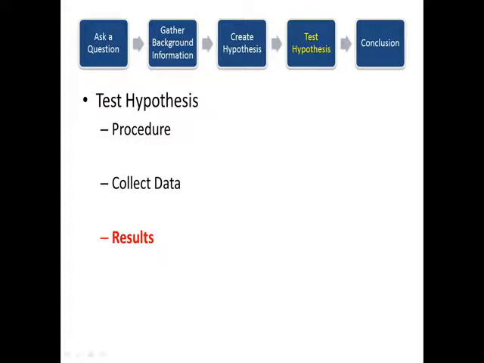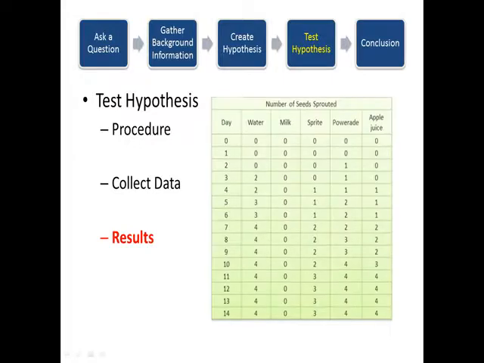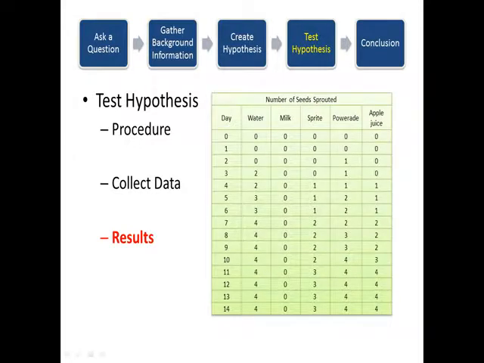Now that I did my experiment for 14 days, I want to present my results. I decided to keep the number of seeds sprouted every day in a table format. As you can see, the seeds in Powerade sprouted first, but water sprouted the fastest among all the seeds since it had the most number of days with all 4 seeds sprouted. So as you can see, there's more 4s here. Milk has no sprouted seeds.